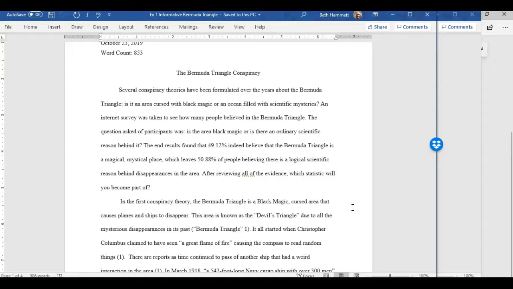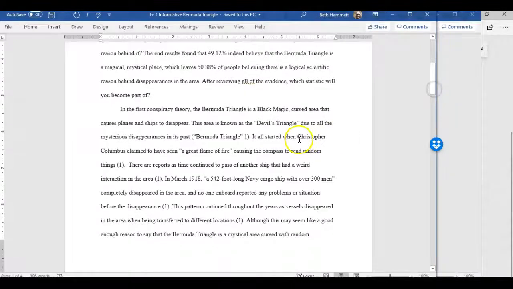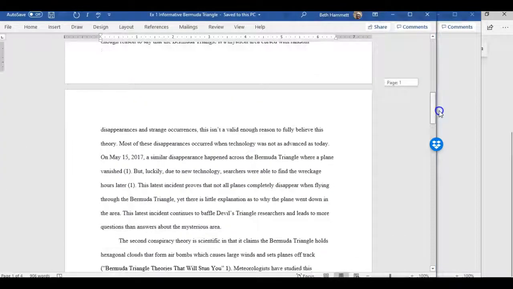So this person actually did an internet survey. It's their survey, so no citation is needed there, and they let me know. The question asked of participants was, an internet survey was taken to see how many people believed. The question was asked, so this let me know that the author, instead of saying, I did an internet survey and here's what the results were, remember that I comes out, so reword that. All right, and then we get the first conspiracy theory, black magic.